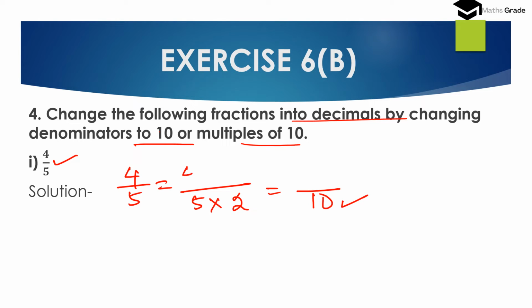Now we have to multiply the numerator 4 with the same number 2. So 4 multiplied with 2 is 8. Now 8 divided by 10 is the equivalent fraction of 4 divided by 5. Now 8 divided by 10 is 0.8, because the denominator 10 has only one 0, so we have to place one digit after the decimal point. So it will be 0.8. So 4 divided by 5 is 0.8 in decimal form.